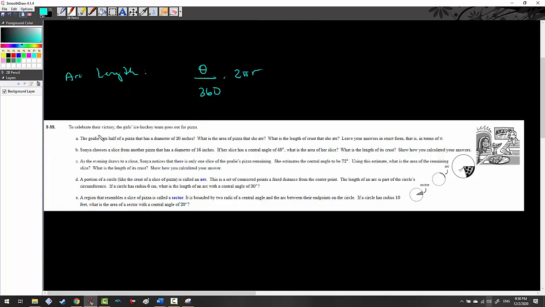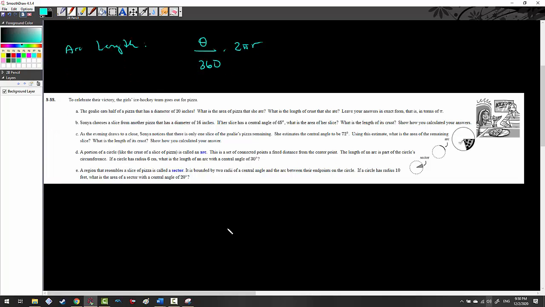Right now it says the girls' ice hockey team goes out for pizza. The goalie eats half the pizza that has a diameter of 20 inches. What is the area of the pizza that she ate? And what is the length of the crust that she ate? Well, in A, if the diameter is 20 inches, I'm hoping that we can conclude that the radius is 10 inches.